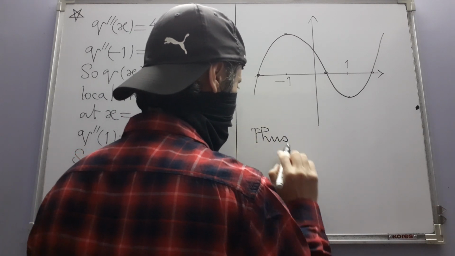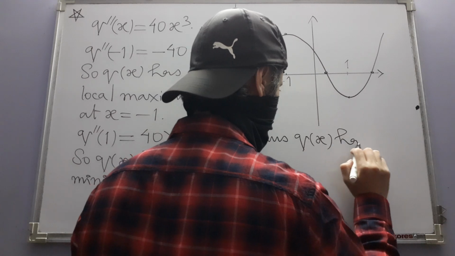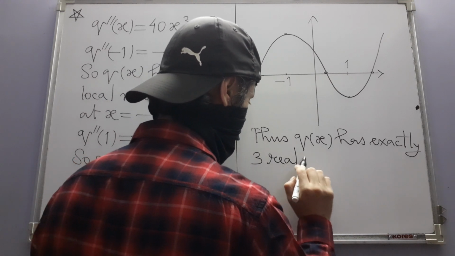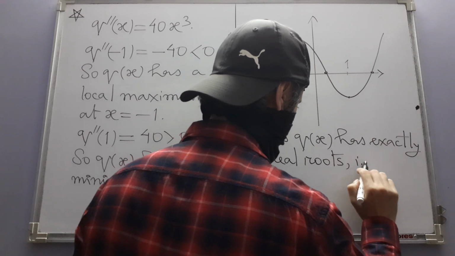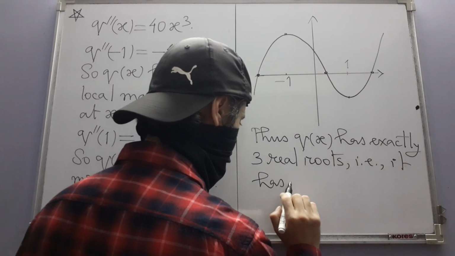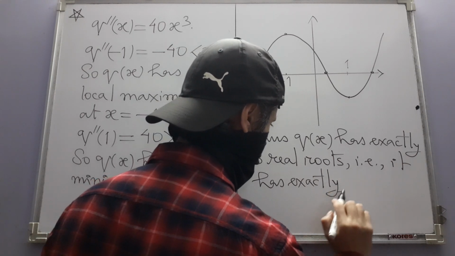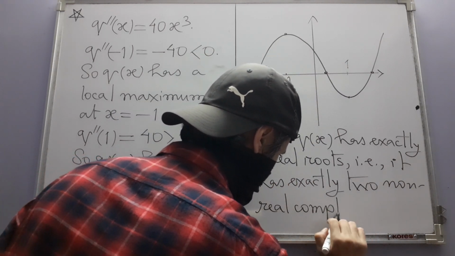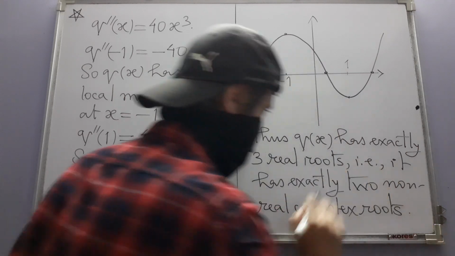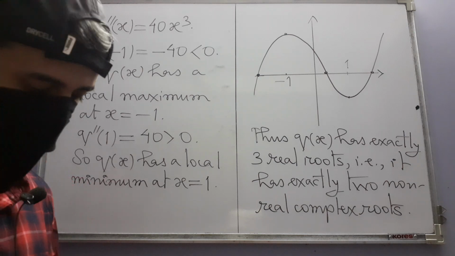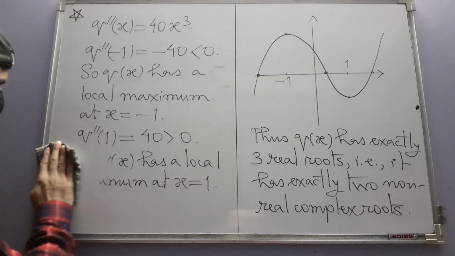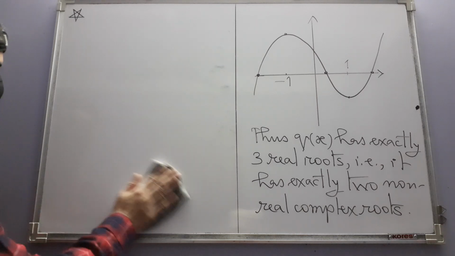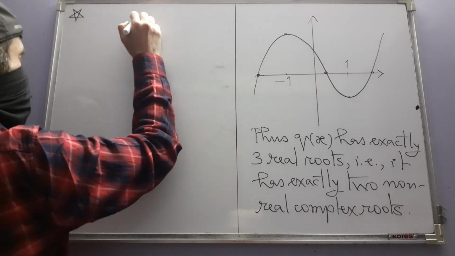Thus, Qx has exactly 3 real roots, i.e., it has exactly 2 non-real complex roots. And that's why now we can use the conclusion of our theorem and say that the Galois group of this polynomial over the field of rational numbers is the group S5.